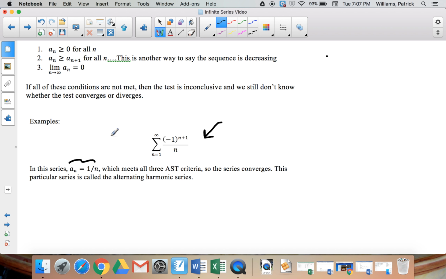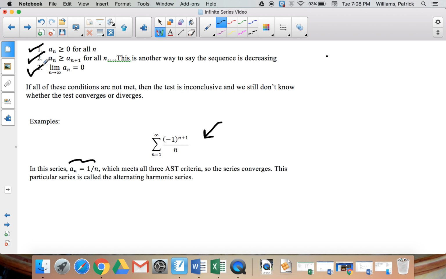So if we look at all 3 criteria, well, every single entry in 1 over n is positive. Every single entry in 1 over n is decreasing, meaning that when n is 1, it's equal to 1. When n is 2, it's a half. When n is 3, it's a third, so on and so forth. I'm sorry, a half is less than 1, and a third is less than a half. So every single entry in this series is always decreasing, so it meets criteria number 2.